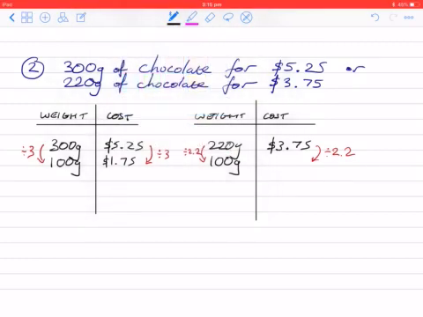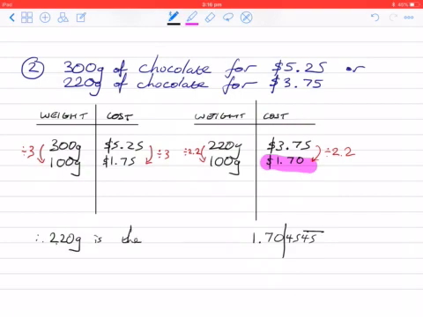You get this, I write it down here, 1.704545 and so on. It's actually recurring. It's going 454545 forever. Now we don't really want all that. We're going to round it to 2 decimal places, which is $1.70. It's not exactly $1.70, but that's good enough. Okay, so we can see this second option is cheaper, $1.70 compared to $1.75. So therefore we can say 220 grams is the best buy.